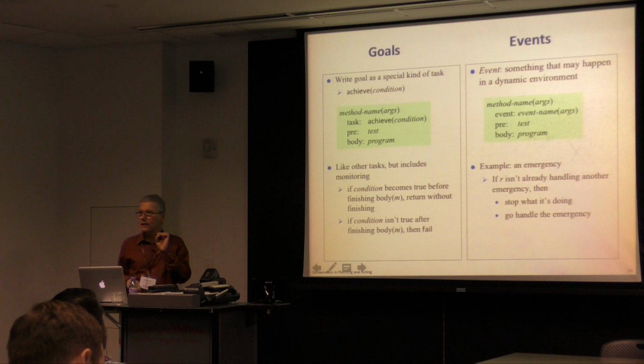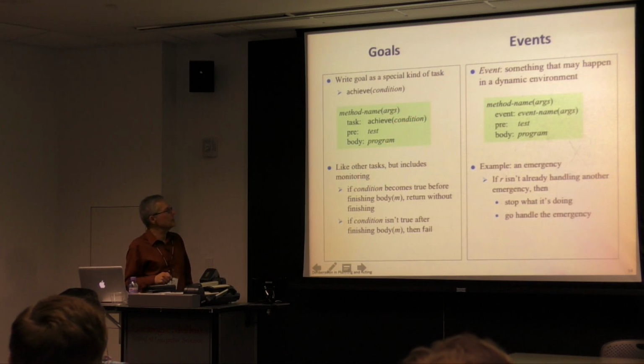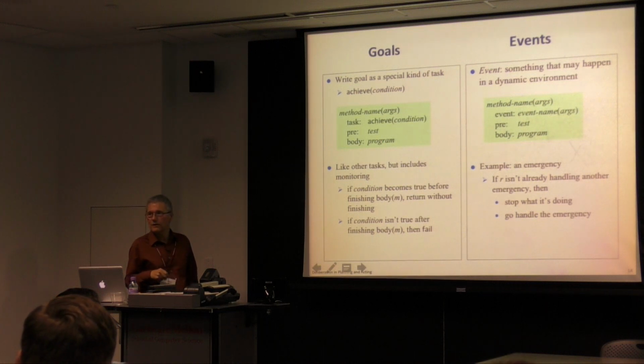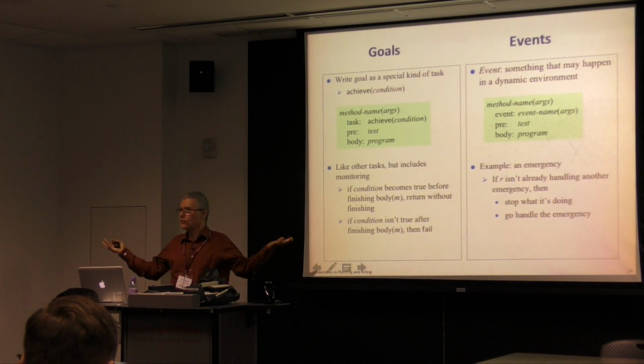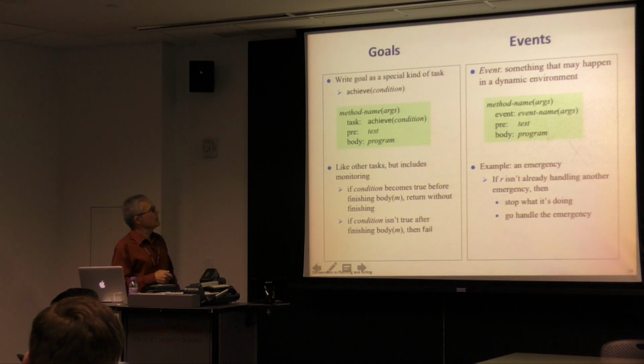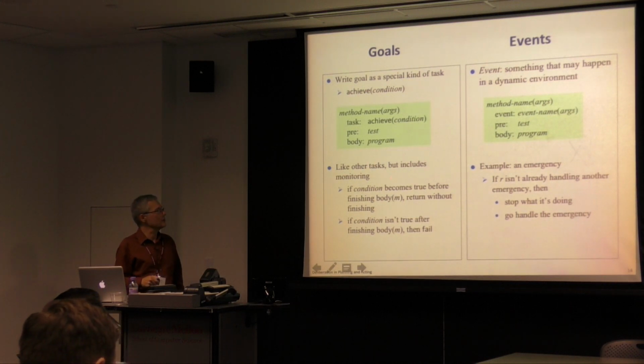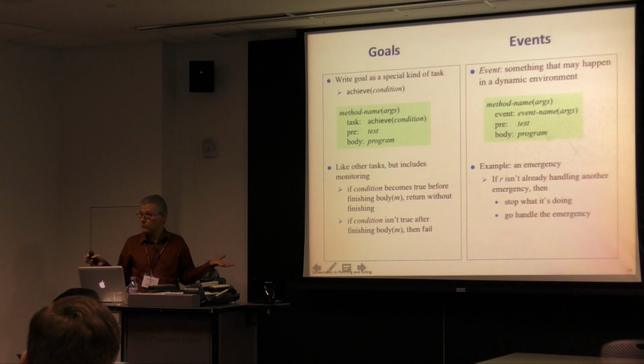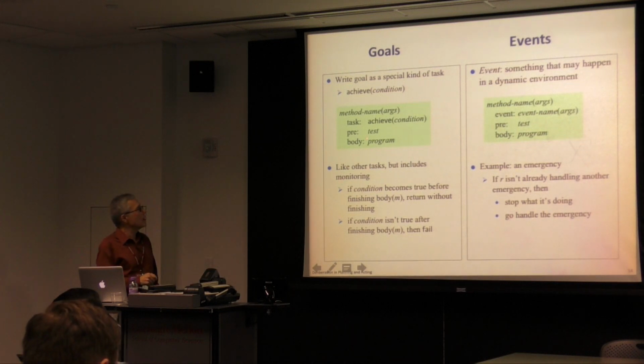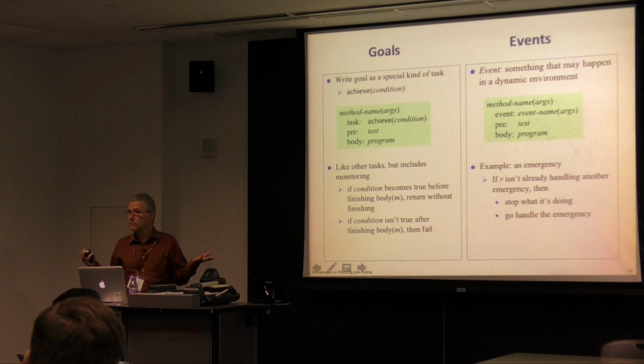There is going to be a difference in how this method is carried out. During the execution of this program, if the condition that you're trying to achieve becomes true before you finish executing it, well, then you don't need to finish executing it. You've achieved what you needed. All right? So this sets up a monitor that will look to see whether that's true and execute from that if it becomes true. All right? Alternatively, if you have finished executing this program, and even after executing it, the condition is not true, then you fail. Okay?